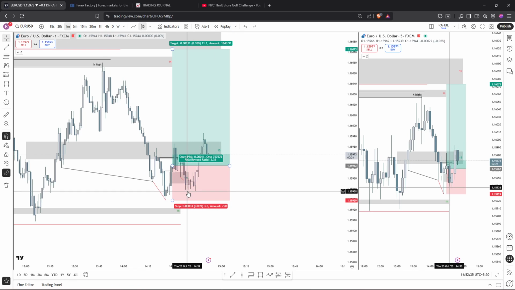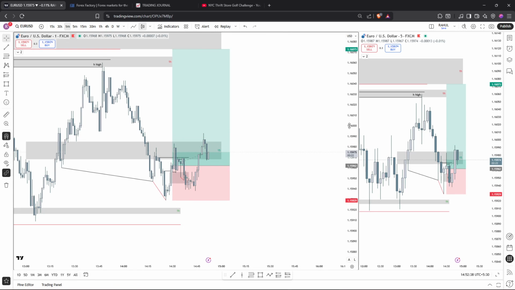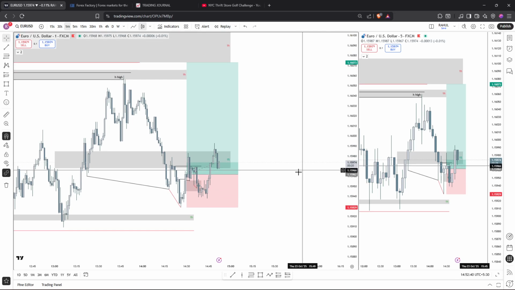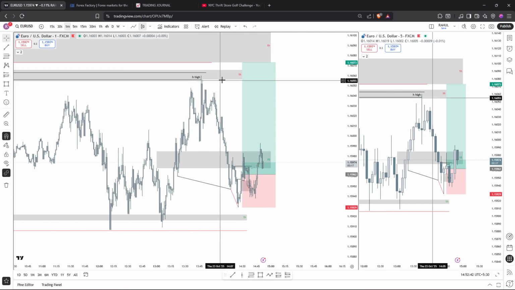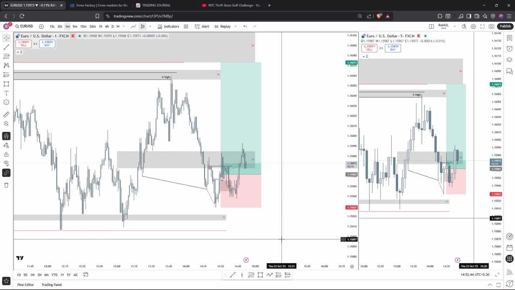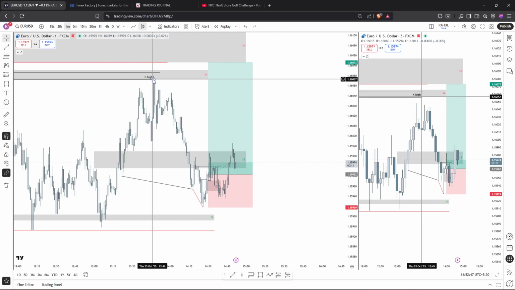We did get an internal click here also, which confirms my overall bias. My overall bias was that it would manipulate, come to take the high, and continue lower. That didn't happen. We just went in, took the high and came down.